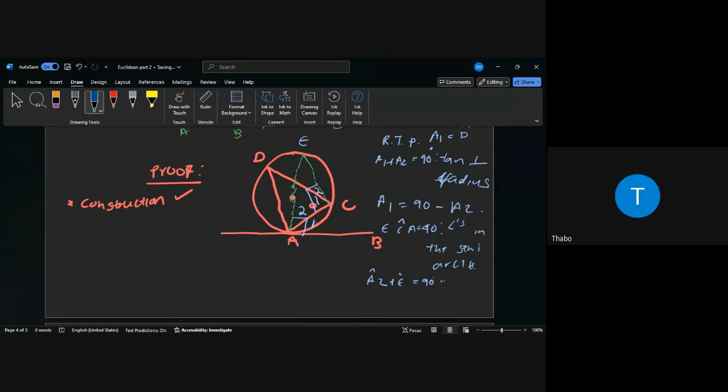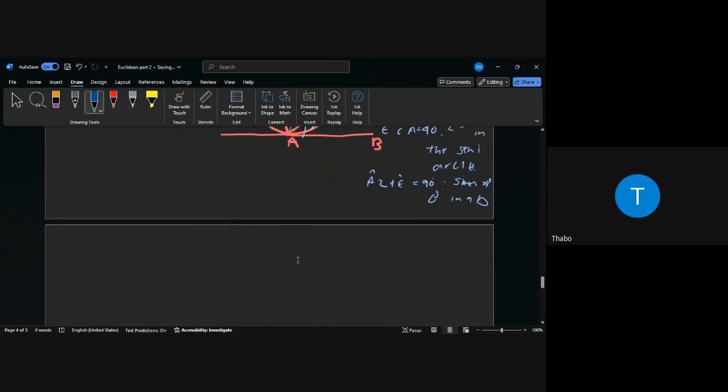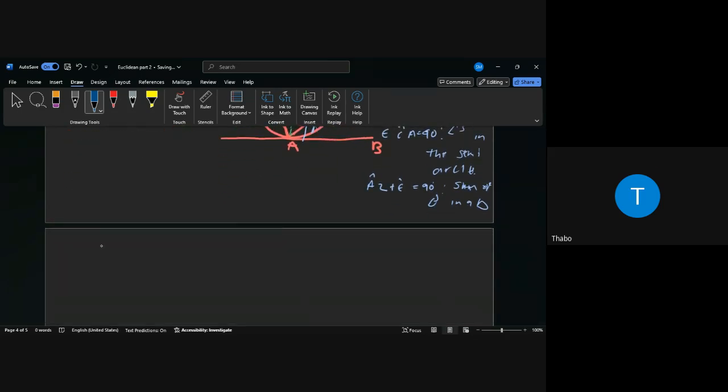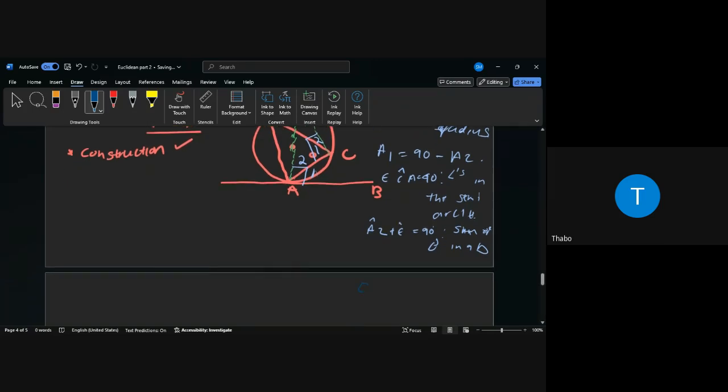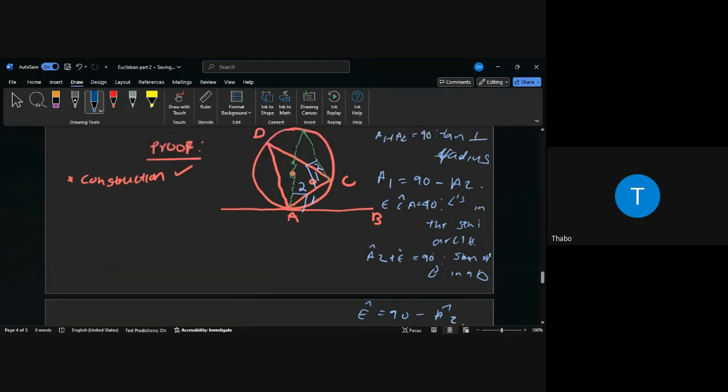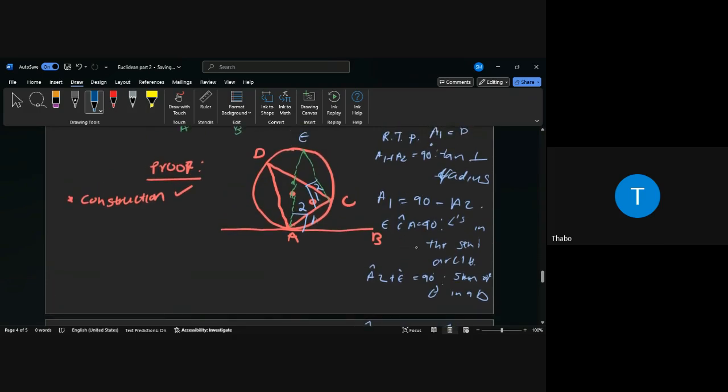Yes. So this one is the sum of angles in a triangle. Let me continue my proof here. Guys, so far we're together. Yes. Okay, so now from this I can say angle E is equal to 90 minus A2. Fine. Okay, up here I got something like A1.